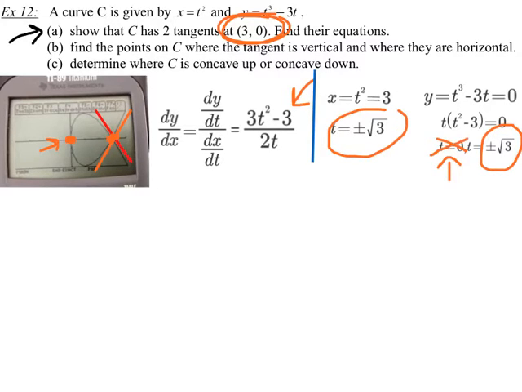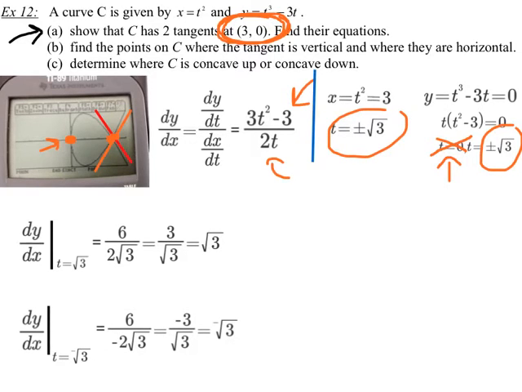Okay, so now that I have the t-values that give me the right slope, I can put those t-values into my slope equation. Okay, so I'm still working with the point (3, 0), but now to find my slope, I'm going to have my slope at t equals square root 3 and my slope at t equals negative square root 3. Calculate those values, pause the video, and come back to me.